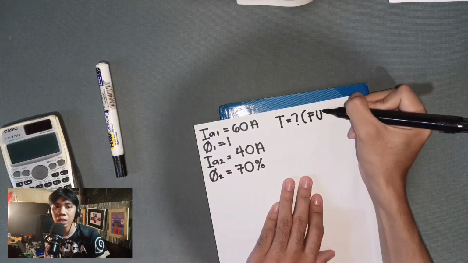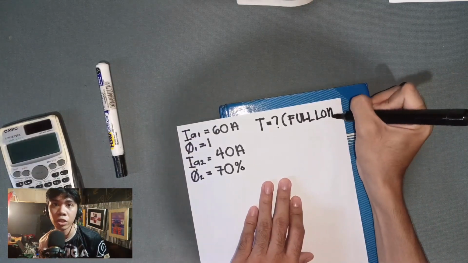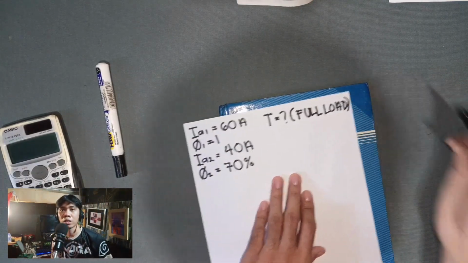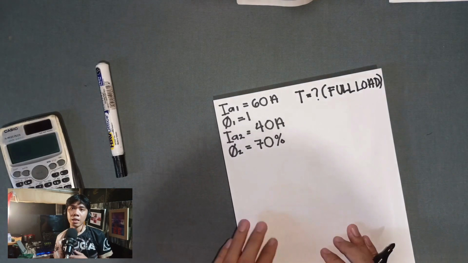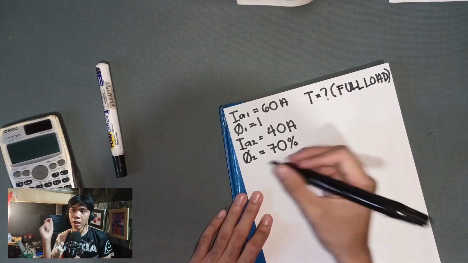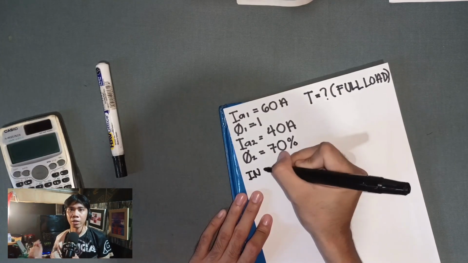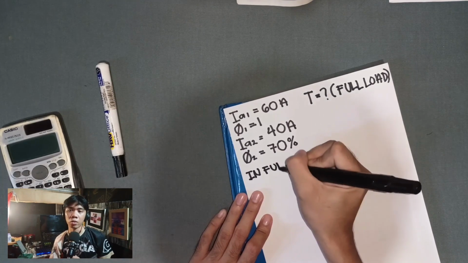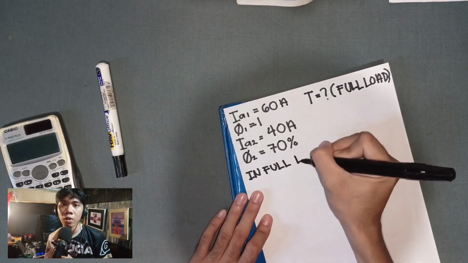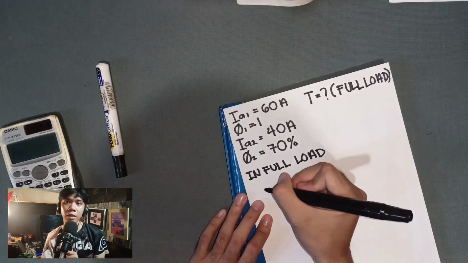Pagkatapos nating maisulat lahat ng given, isusulat natin ano ang hinahanap natin, which is the torque on full load. At hanapin natin siya in percentage. Then, ilagay na natin agad yung formula para hindi na tayo malito agad.